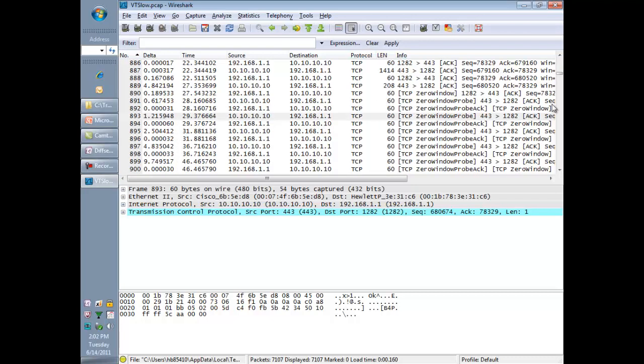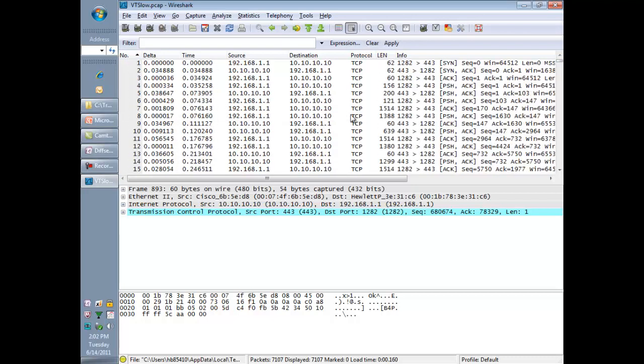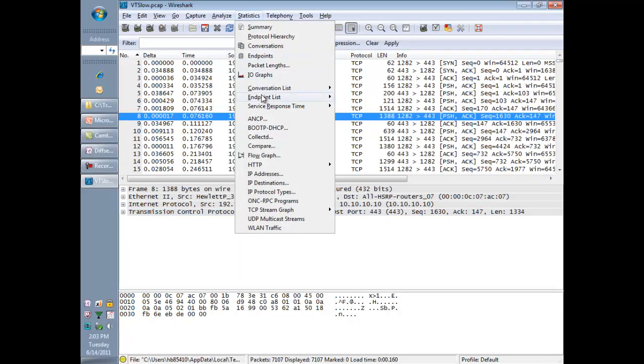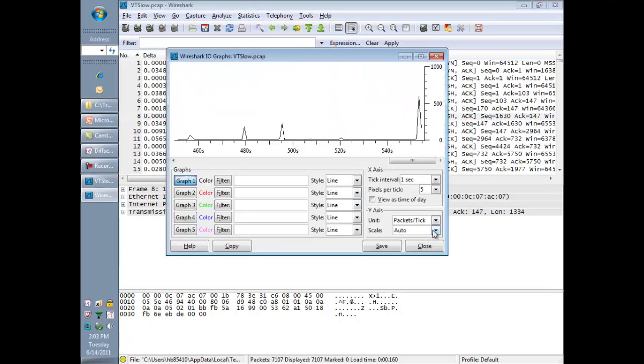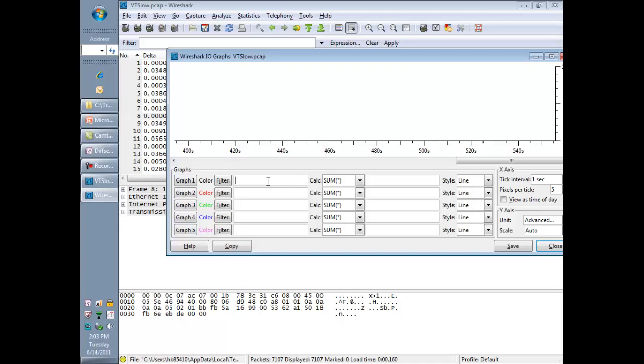So there are different ways to see this problem, to visualize this problem. The first way to do it is you can look at the I/O graph. All right? And when you open up the I/O graph, come down to here and click on Advanced. And whose problem did we say? Client-side problem. So whose window size are we interested in? The sender or the client? Or the receiver? The receiver of the data, right? Because the receiver is the guy saying stop. So who was the receiver?